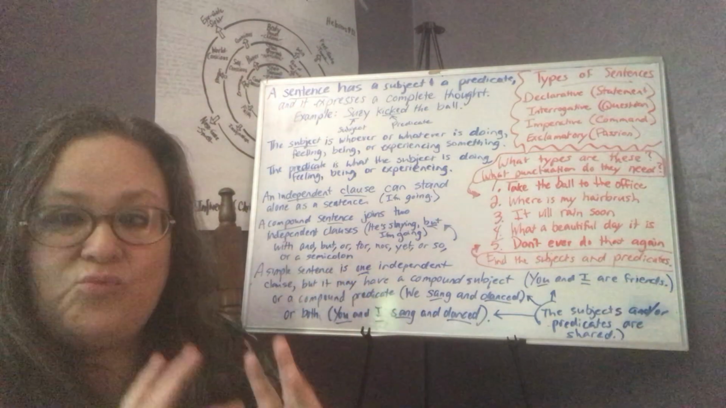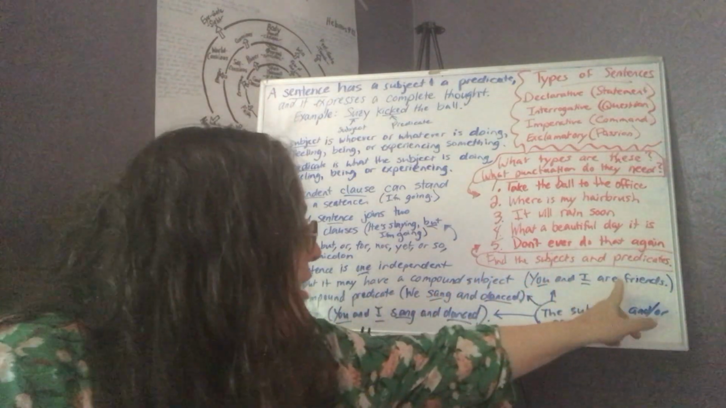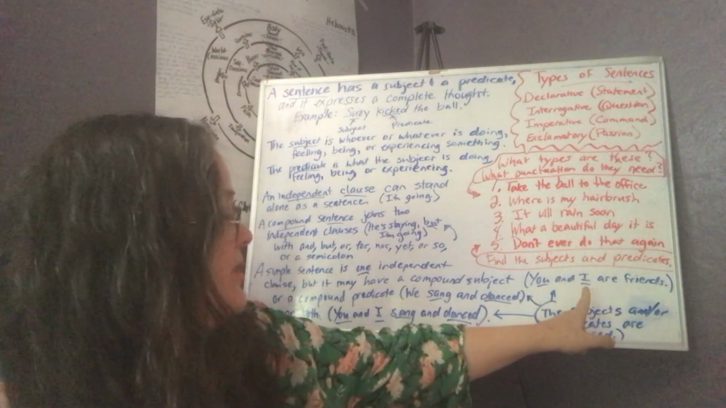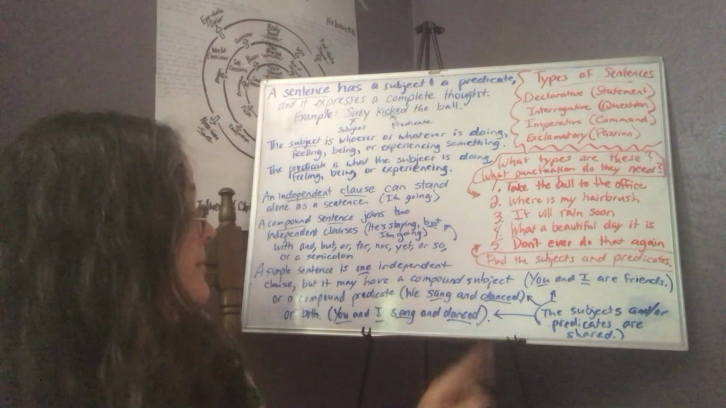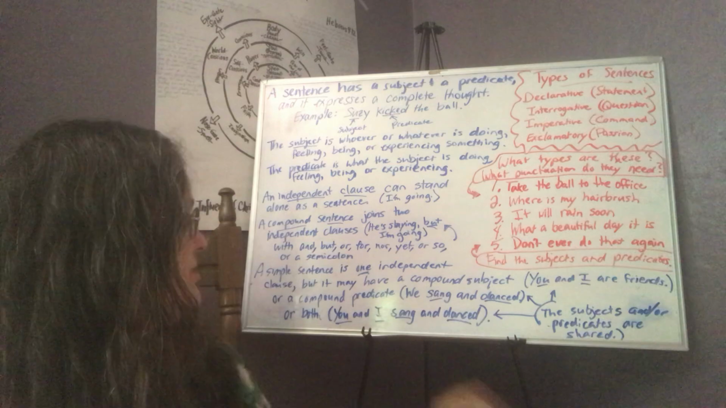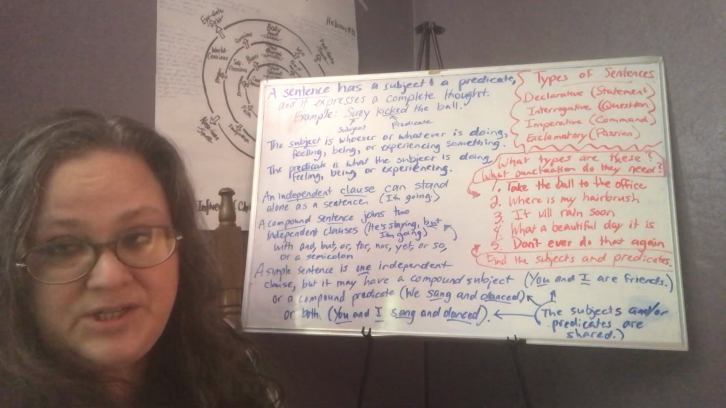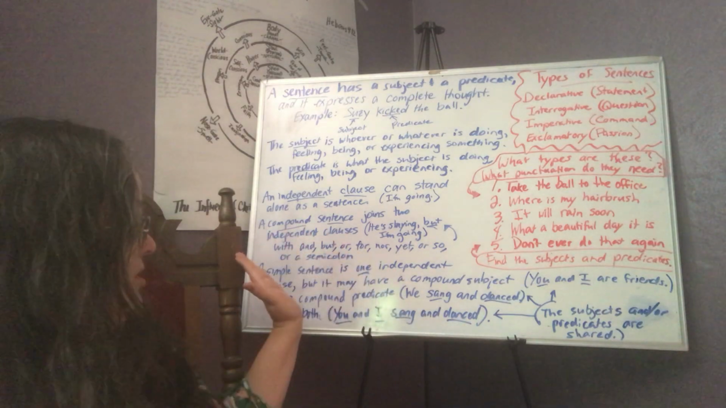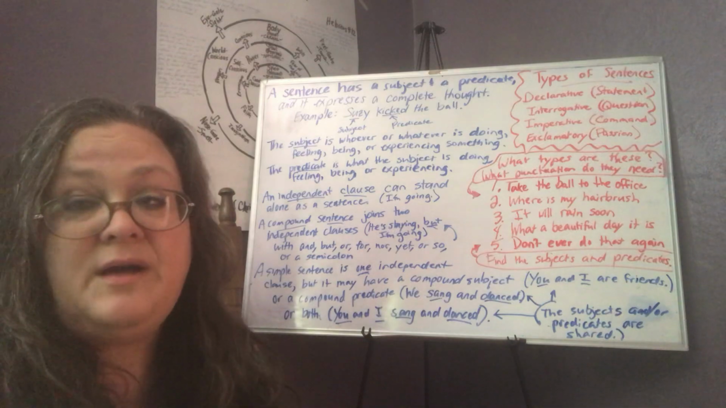A simple sentence is just that one independent clause, but it may have a compound subject, like you and I are friends, compound subject, or a compound predicate, we sang and danced. With the compound subject, the 2 subjects are sharing the same predicate. With a compound predicate, the subject is sharing 2 predicates. The subjects and or the predicates are shared. You could have both a compound subject and a compound predicate, and it's still a simple sentence. You and I sang and danced. So we have the subject over here, the predicate over here, and so the subjects and predicates are both being shared by both you and I.